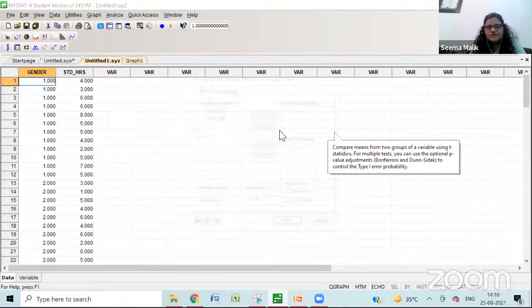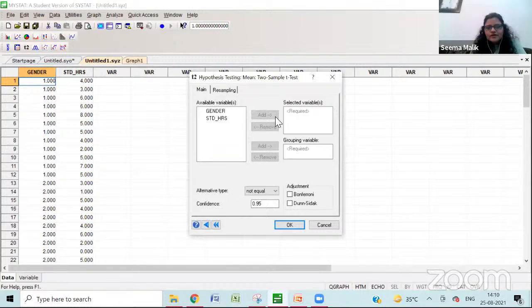So two sample t-test. Then what am I going to test? I'm going to test the study hours. And what is my group? My grouping variable means the variable which contains the group. So what is the variable over here that contains the group? The gender is the variable which contains the two groups, one for boys and two for the girls. So I'm shifting this into the grouping variable.